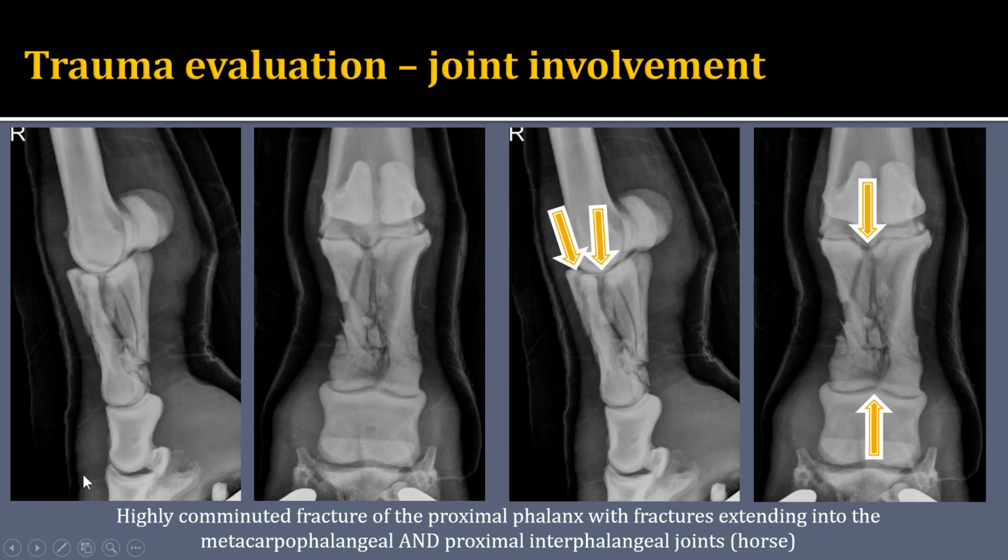This is an example of a horse with a lot of fractures involving the proximal phalanx, a lateral and a DP view. And when we look closely at this fracture, there are fracture lines that are extending proximally into the metacarpophalangeal joint, but additional fracture lines are extending distally into the proximal interphalangeal joint. So we have intra-articular fracture of two joints.